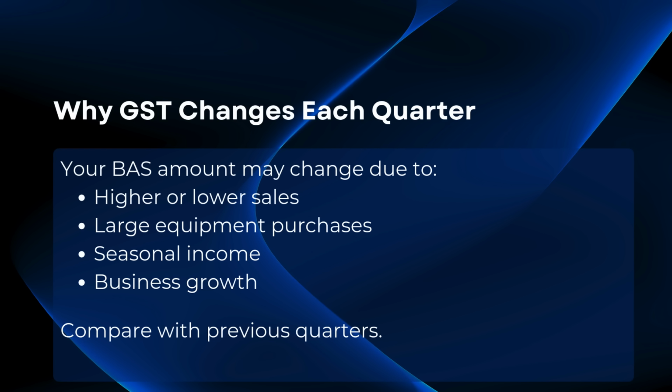Always compare this quarter's results with previous periods to identify trends. If you have employees, your BAS includes PAYG withholding. The key label is W2, total amounts withheld. This represents tax withheld from employee wages. This money is not yours. It must be passed on to the ATO. It's important to ensure your payroll reports match BAS withholding amounts exactly.